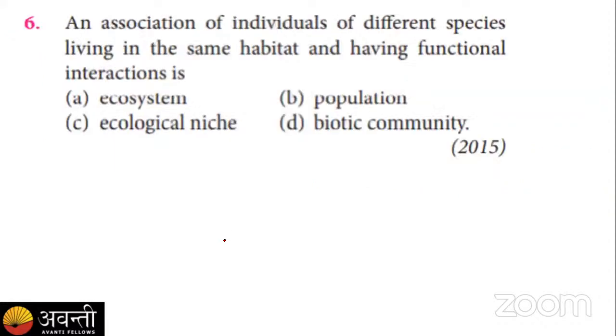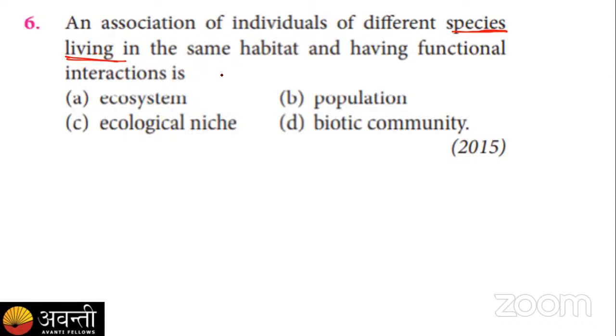Okay, now move to the next question. The next question is question number 6, which says an association of individuals of different species living in the same habitat and having functional interaction is known as, right? Here we are talking about all the different types of living species. That means we are only talking about the interaction between the living organisms and the what? The environment within the same habitat. So you have to find out the correct answer.